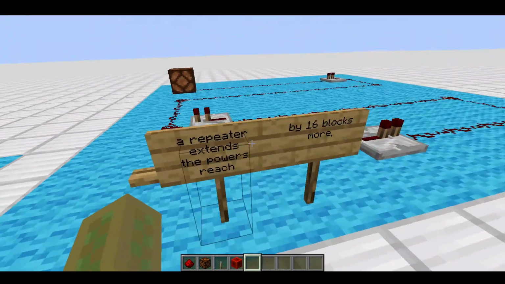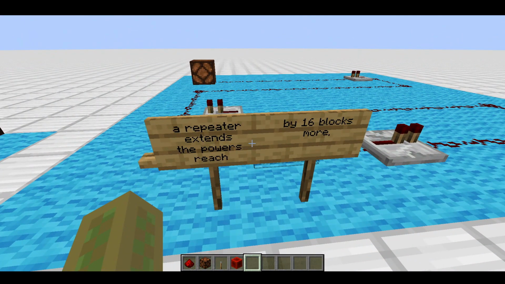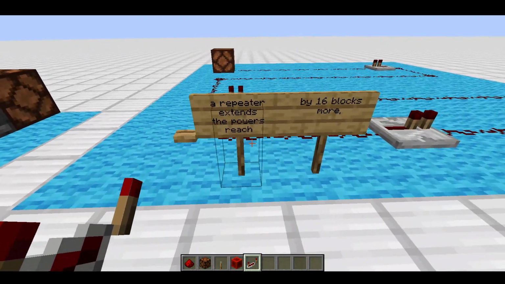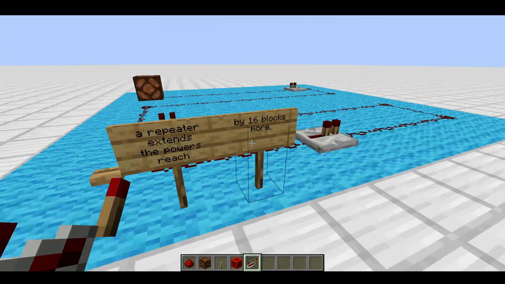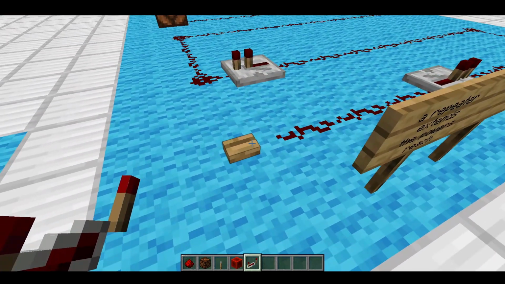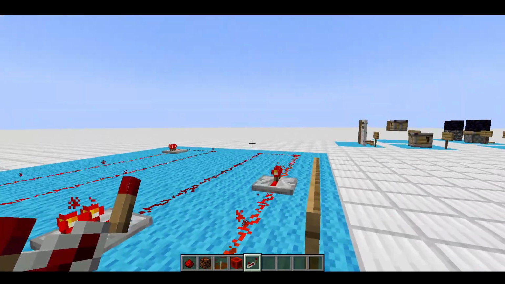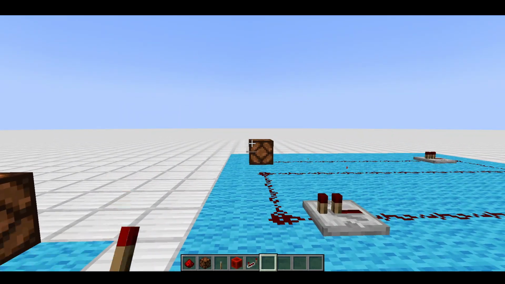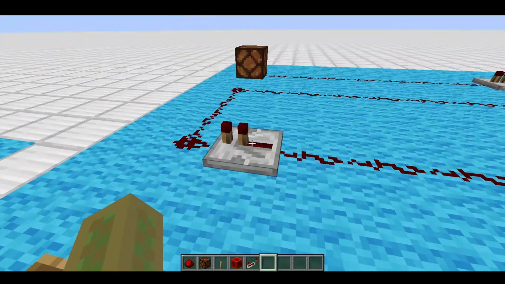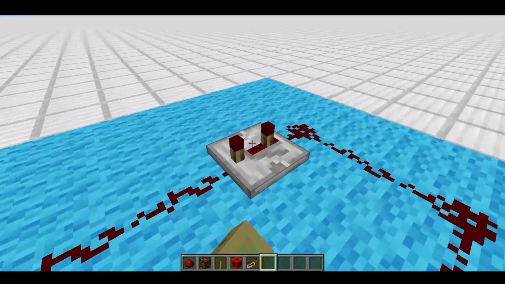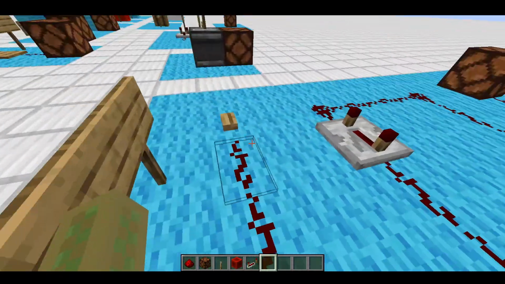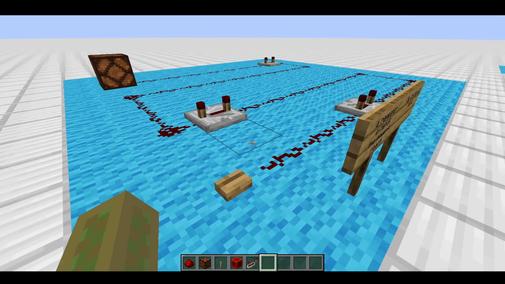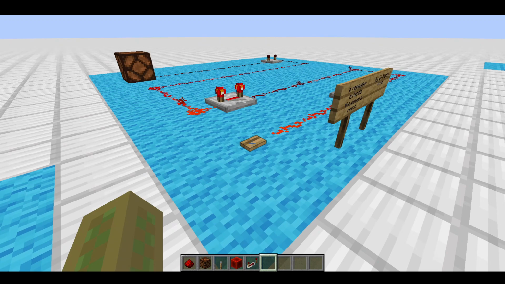The next thing we need to know for power transmission is a repeater. Basically, what a repeater does is extend the power's reach by 16 blocks or more. So whenever we give this power, as you see, the power will then extend outward. It can also be delayed by just clicking on it, and the power transmission will be delayed. So you saw it was delayed, and it can create some pretty cool art.